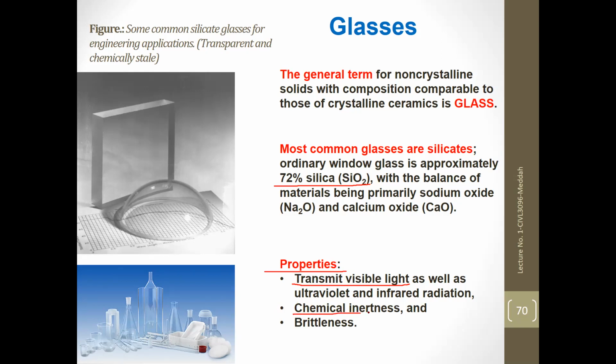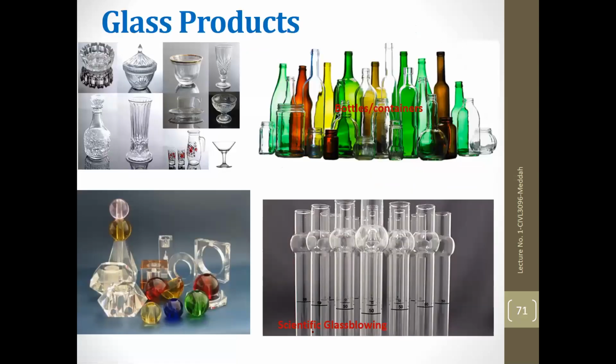Also, glasses have good resistance to chemical attack, so they are chemically inert, and they also have good strength, but they are brittle, of course. As we said, brittleness is one of the characteristics of ceramic materials, including glass. So glass is used in a large variety of applications, from industry to your house items to the laboratory. You can see it mainly in laboratories.